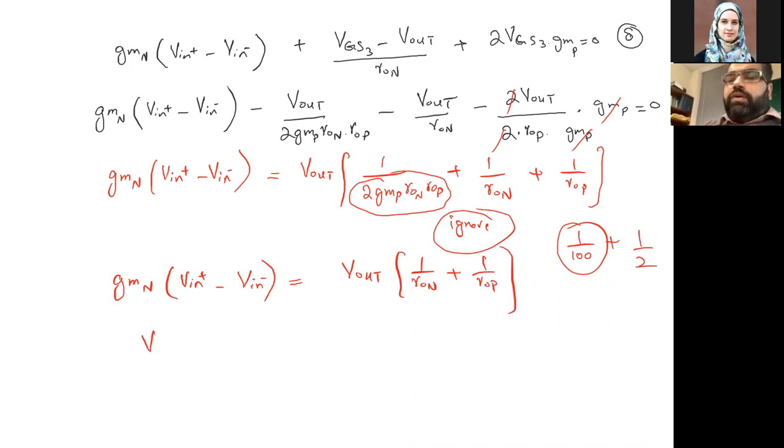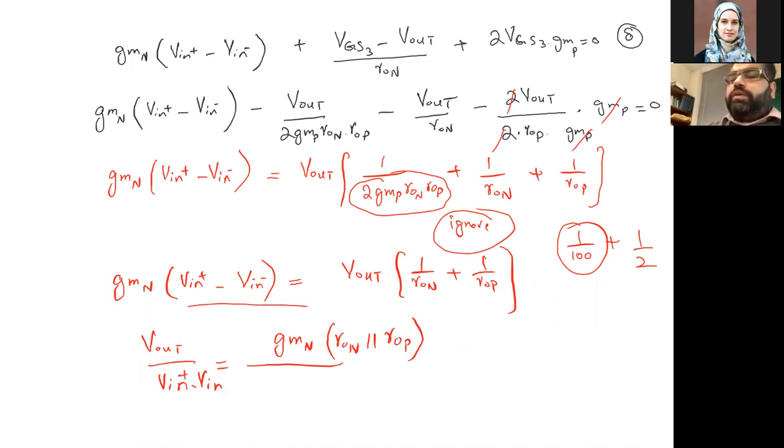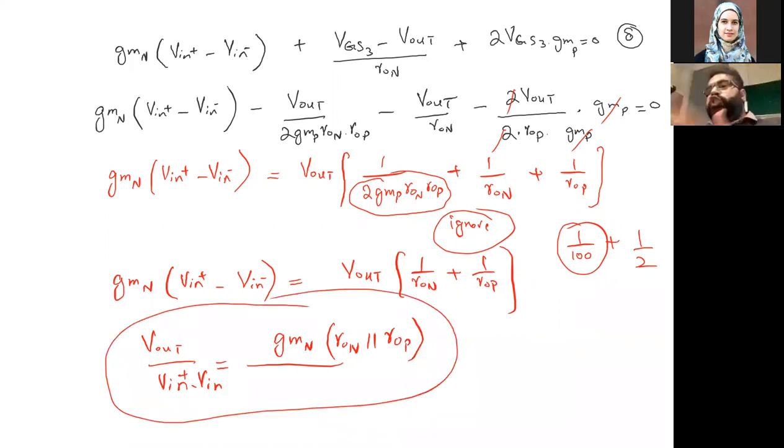or V out by V in, what will we have, V in plus minus V in negative will be equal to GMN divided by, what will this be, this means RON is in parallel with ROP. That's what we wanted. What is happening is that GM is being multiplied by the parallel combination of N and P, and that is similar to almost the fully differential gain, which we have already derived before.